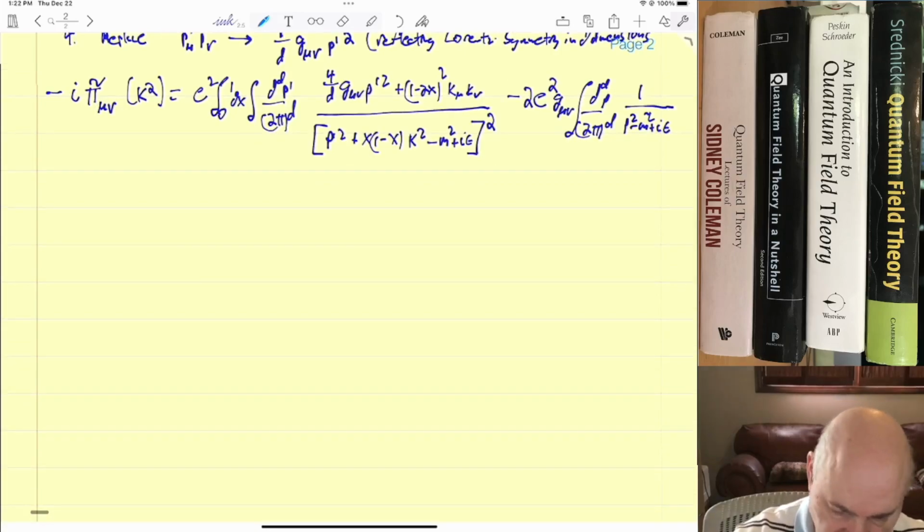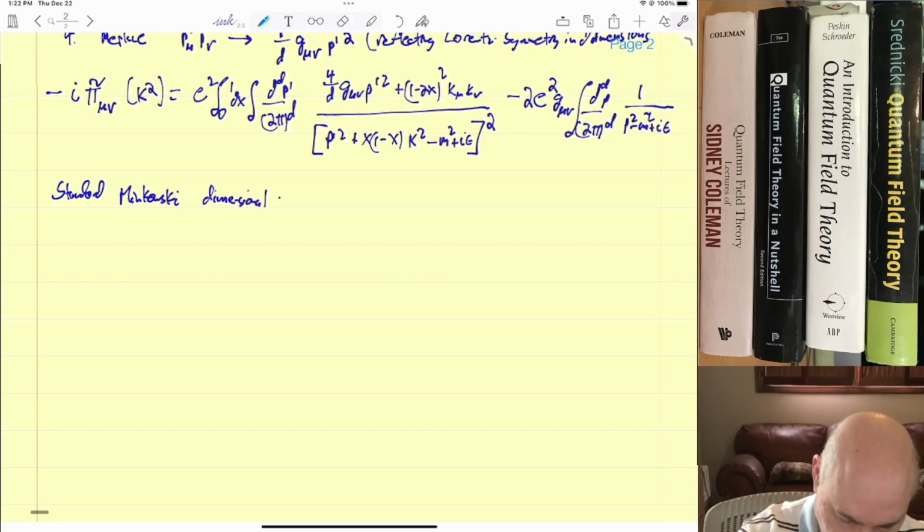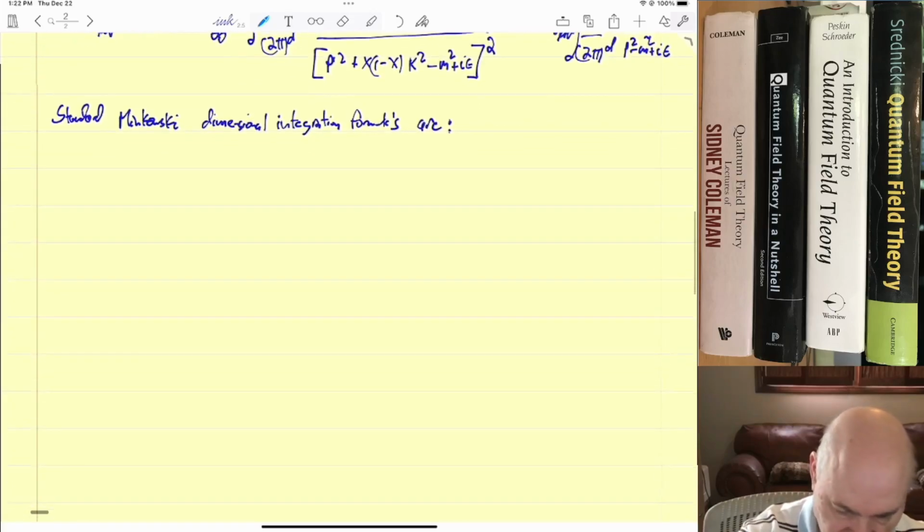And then there are standard Minkowski dimensional integration formulas. You can see these usually in the appendices to just any quantum field theory book. Sometimes they might show you the Euclidean ones, but you can easily turn those into the Minkowski ones. So we're going to use this basic formula.